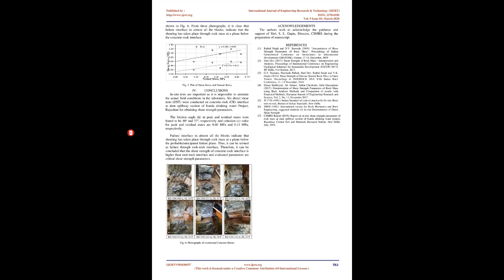Failure interface in almost all the blocks indicate that shearing has taken place through rock mass at a plane below the probable/anticipated failure plane. Thus, it can be termed as failure through rock-rock interface. Therefore, it can be concluded that the shear strength of concrete rock interface is higher than rock-rock interface, and evaluated parameters are critical shear strength parameters.